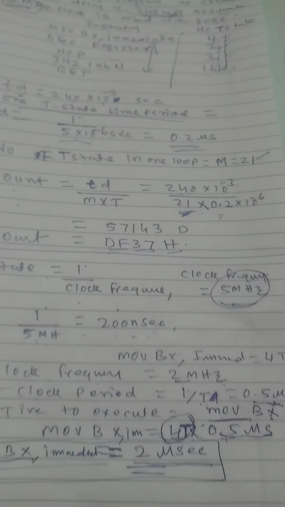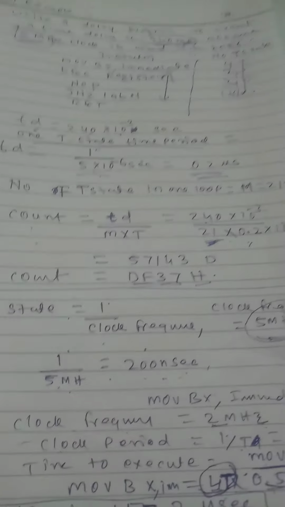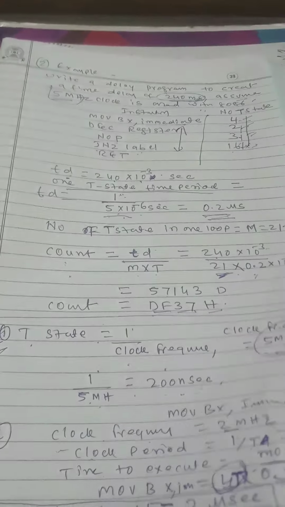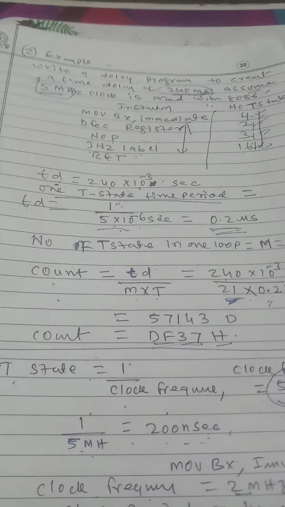So this is about delay generation in the 8086, and we have seen the concepts with two examples here. In the next class, let us discuss shift and rotate instructions, and then let us see some more instructions, and after that I want to start module 3.